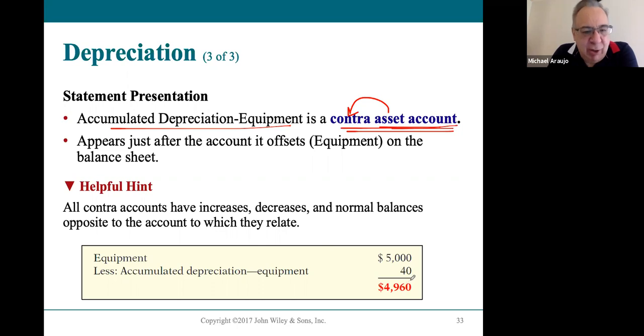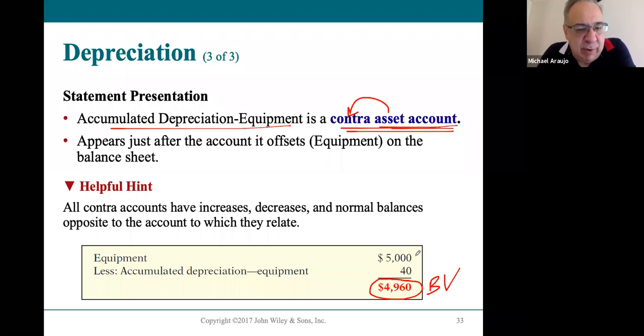The actual value on the balance sheet of the equipment is called the book value. Book value. So we do have a $5,000 piece of equipment that we purchased, but $40 of that has been expensed. So accumulated depreciation is then basically used to subtract out the value of the equipment, meaning that the $4,960 at the end of the month is the book value of the equipment that you would see on the balance sheet.